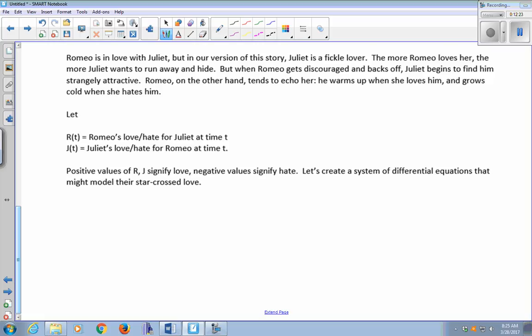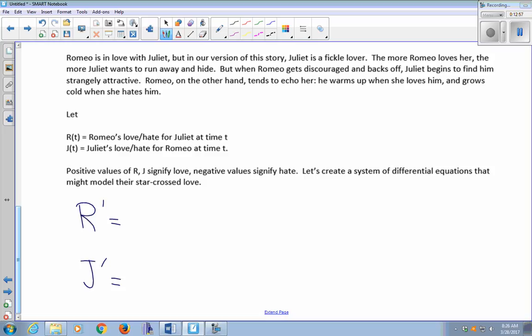Okay, so R is going to represent Romeo's love-hate for Juliet, and J represents Juliet's love or hate for Romeo. So positive values of R and J are going to be love, negative values are going to be hate. What are the units on this? Hearts. All right, so we're going to write a system of differential equations that shows how their feelings change. Okay, so we need an R prime and a J prime.